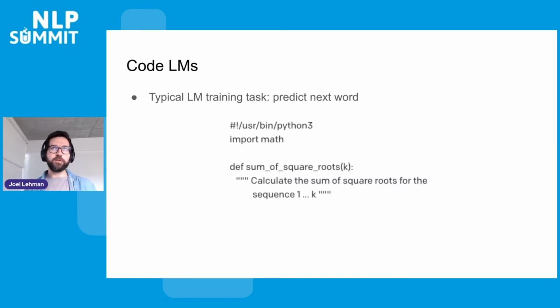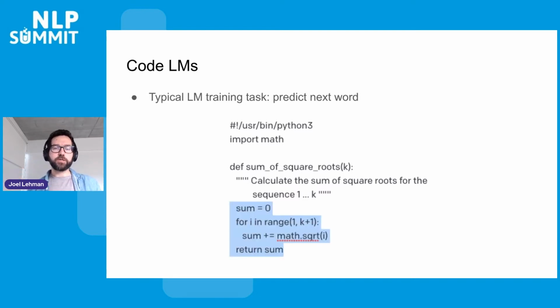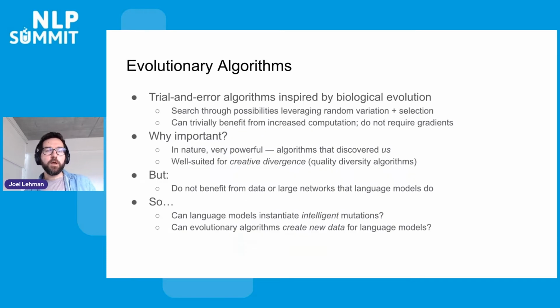For example, if you had this bit of code that's defining a sum of square roots function, and you have some description of what that function is, something like Codex could autocomplete the rest and try to predict what will actually be a correct sum of square roots function. So that's the coding model side. And what about evolutionary algorithms? Remember, we want to bring those two things together.